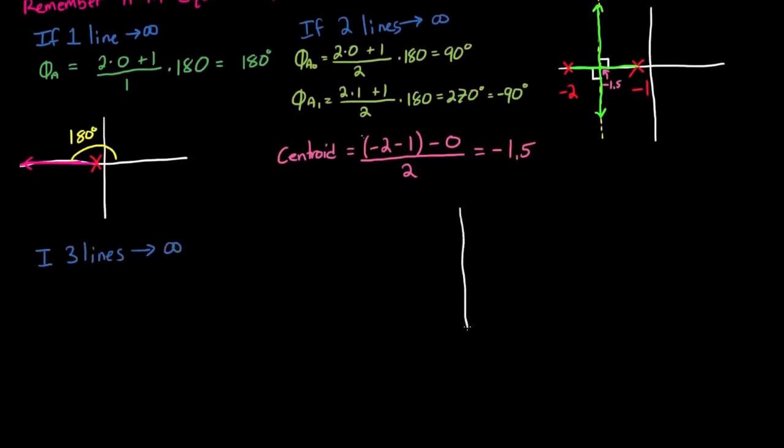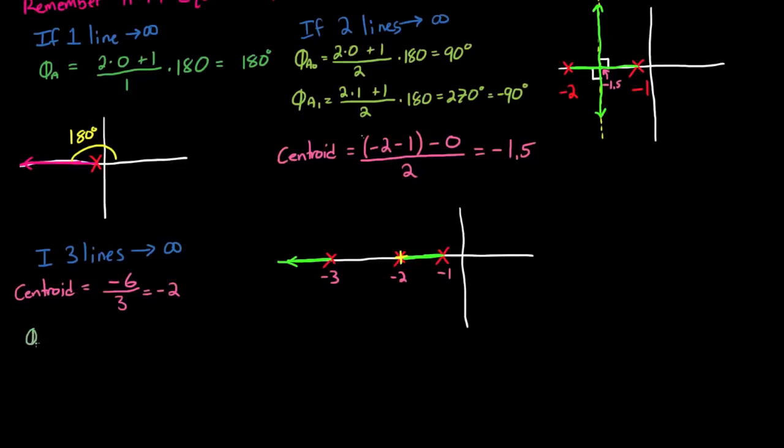Let's do one more quick example, and this time you have three lines that go to infinity, like in the case of having three poles. The first thing you do is fill in the lines along the real axis to the left of the odd critical frequencies. You can find the centroid for the asymptotes by summing up all the poles, subtracting all of the zeros, and dividing by the number of lines going to infinity. In this case, it's at -2.